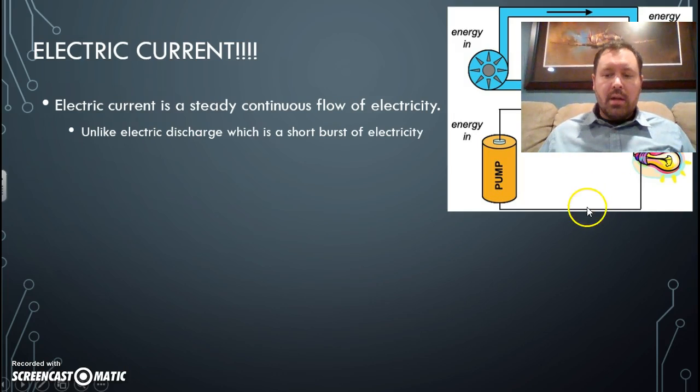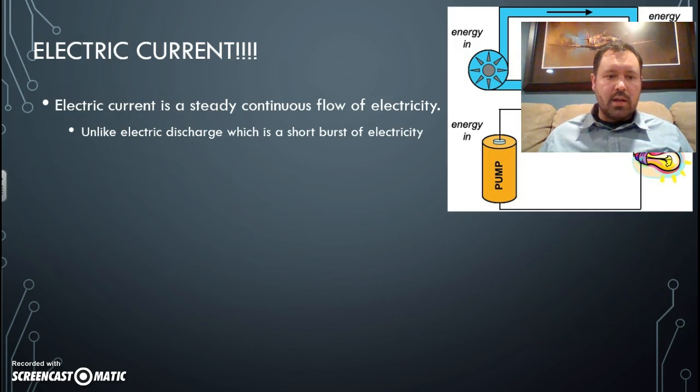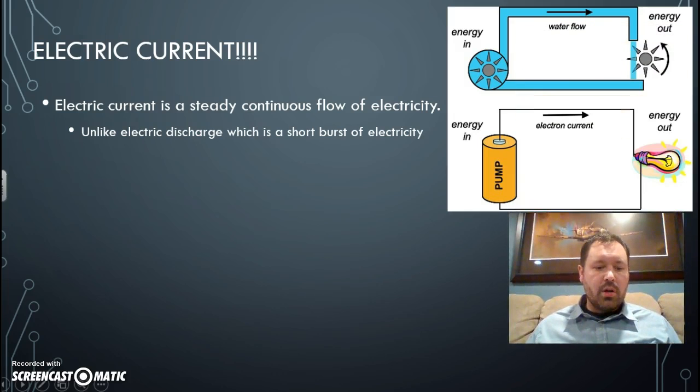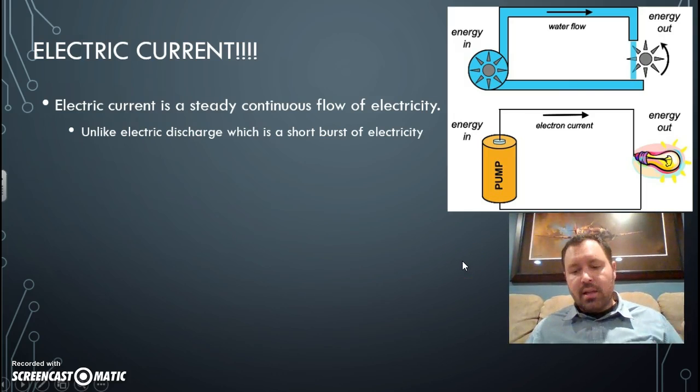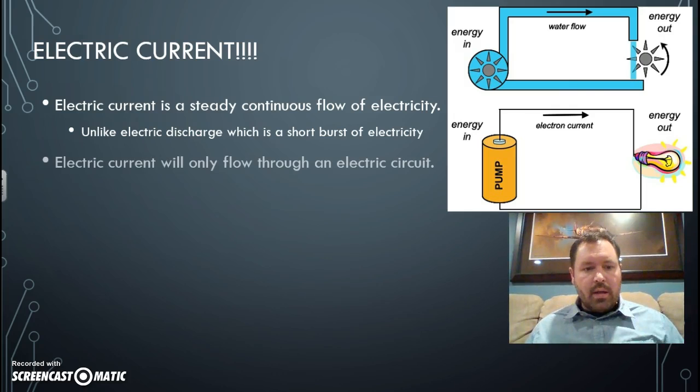Let's keep going. So we talked about electric discharge. Now we're talking about electric current. Electric current is the steady continuous flow of electricity, unlike electric discharge, which is a short burst of electricity. So electric current is a continuous flow over a long period of time. The electric current will only flow through an electric circuit.